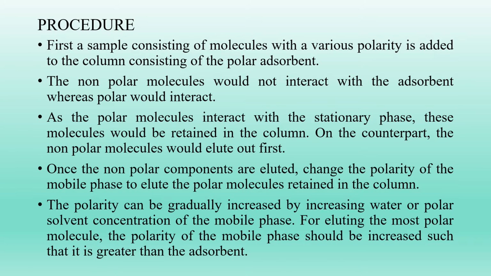As the polar molecules interact with the stationary phase, they will be retained in the column. On the other hand, the non-polar molecules, which will not interact, will be eluted out first from the column. Once the non-polar components are eluted out, change the polarity of the mobile phase in order to elute the polar molecules which are retained in the column. The polarity can be gradually increased by increasing the water or polar solvent concentration of the mobile phase.